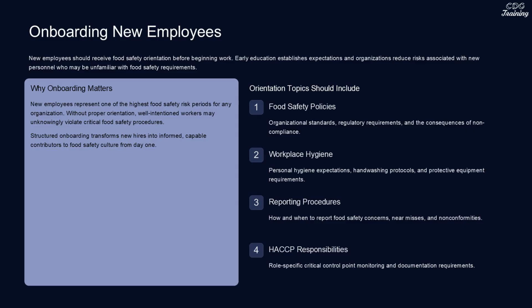New employees should receive food safety orientation before beginning work. Early education establishes expectations, and organizations reduce risks associated with new employees who may be unfamiliar with food safety requirements. Structured onboarding transforms new hires into informed, capable contributors to food safety from day one.